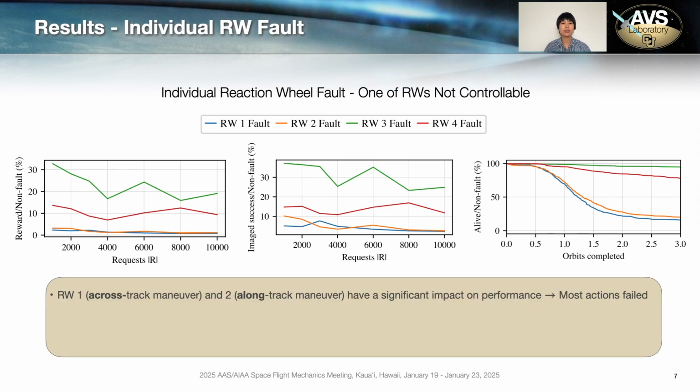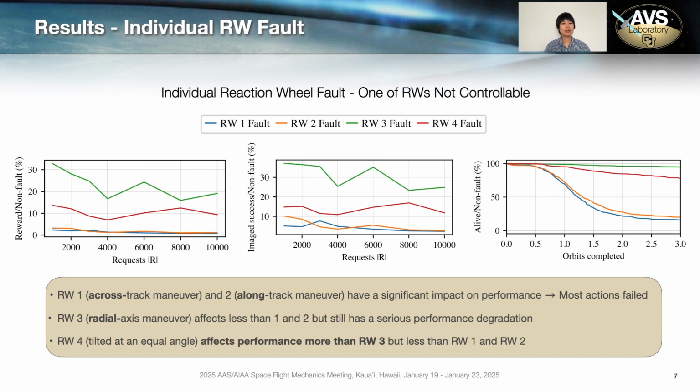This is also compared to the nominal case scenario. And from those figures, you can see that across and along track maneuver have significantly important impact on performance because most actions failed. Not only imaging action, but also charging action. That's why both reward and also aliveness decrease a lot. And for the reaction coil 3, this affects less than 1 and 2, but still has serious impact on performance, but not much impact on aliveness.